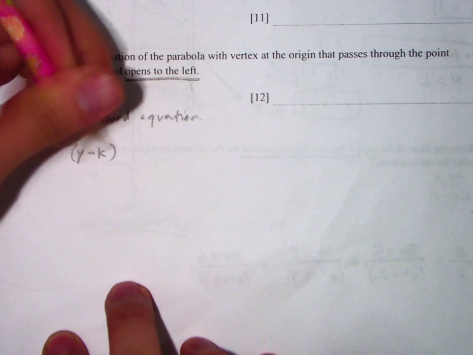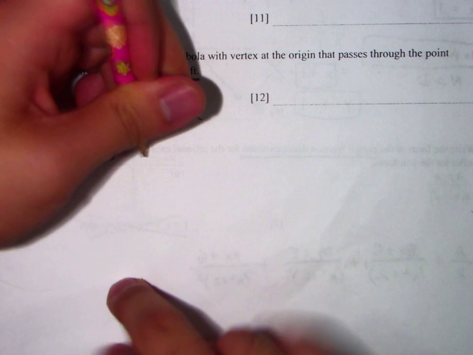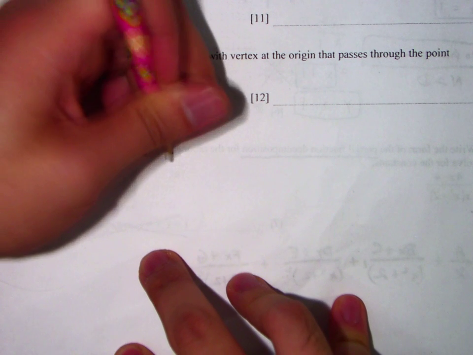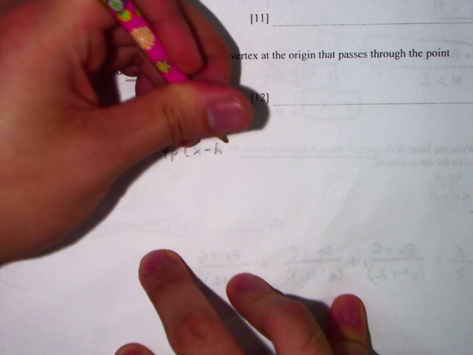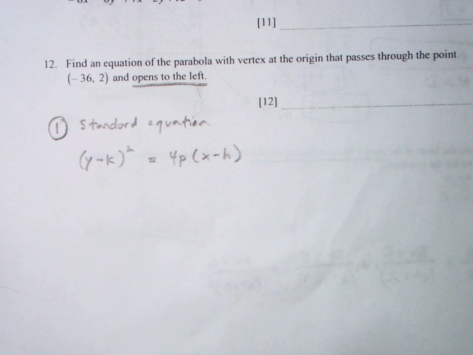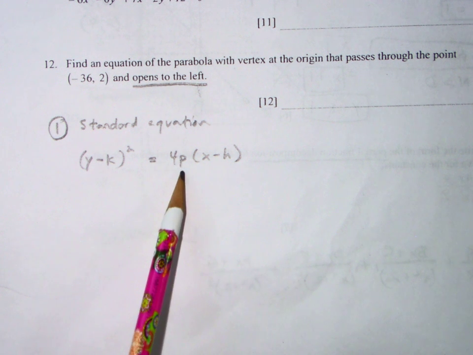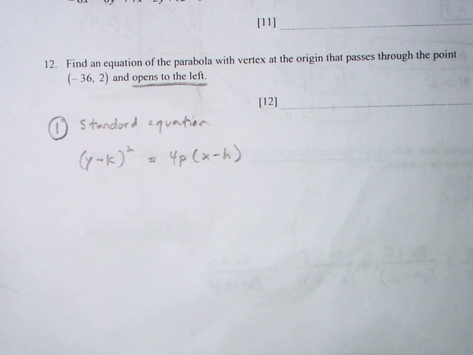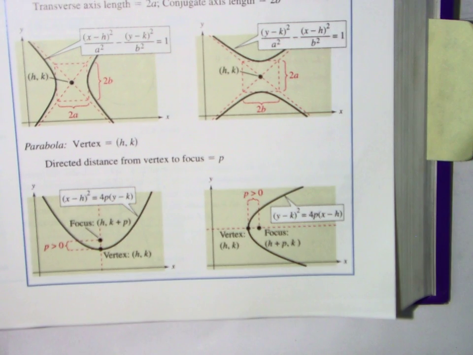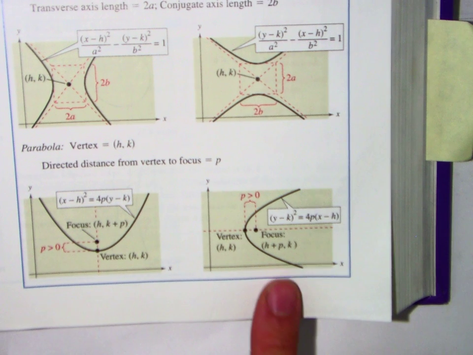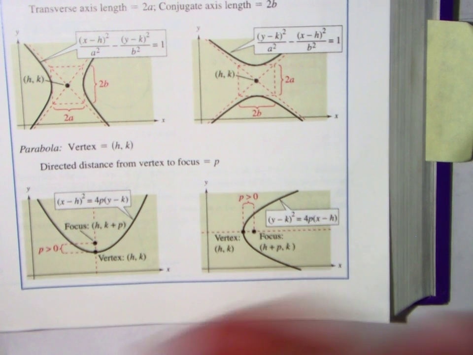(y - k)^2 = 4p(x - h). Okay, and it says that it's opening to the left. If it's opening to the left, we know that p is going to be less than 0. Let's look at the book one more time. We can see on this one it's opening to the right.